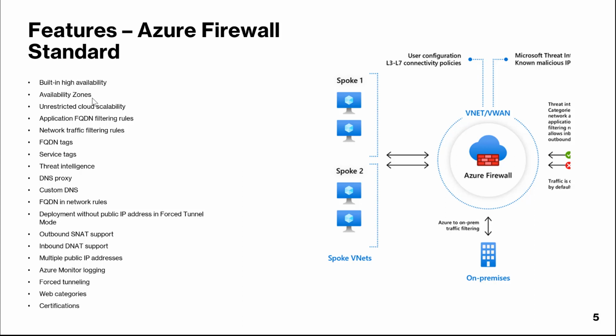And then on top of it, you can use it in a forced tunnel mode. You can have the SNAT support, source network address translation. Obviously, destination address translation is also absolutely a requirement for the firewall. Where you have Azure Monitor logging, forced tunneling, web categories, and certifications, right? So this is a standard firewall.